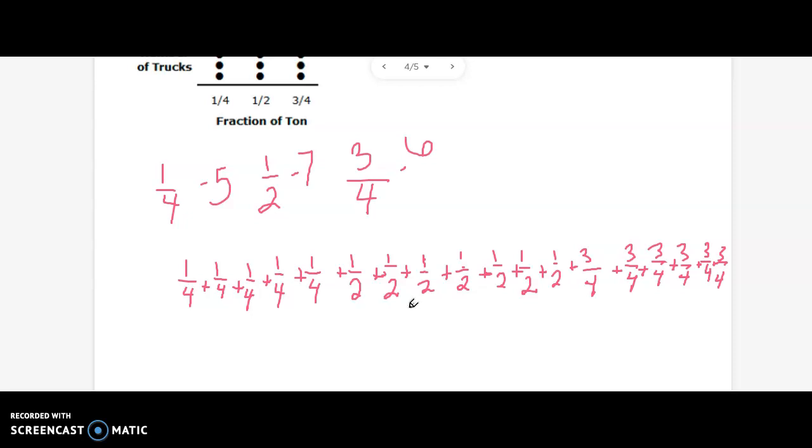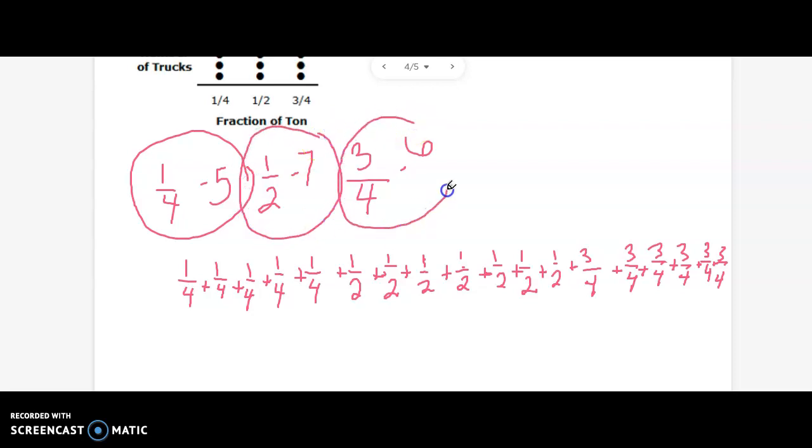I'm actually going to separate mine out. I'm going to find the value of these 5, then the value of these 7, then the value of these 6, and then add them all together. Okay? Because it's the same thing. Instead of doing this plus this, all the way, that would be a lot. So I'm going to do this.